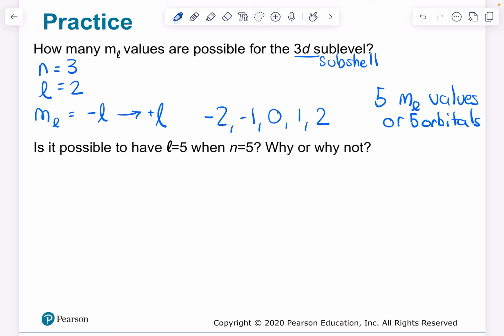Okay, second question, is it possible to have an L of 5 when n equals 5? No, because L is 0 through n minus 1. So if n equals 5, the highest value of L would be L equals 4.